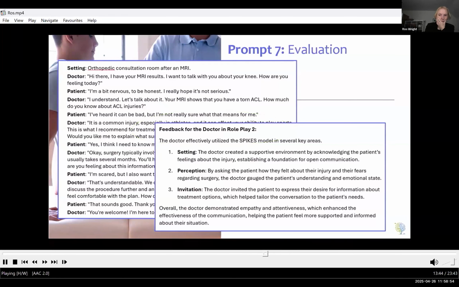I thought it was pretty good. It had picked up on the setting, it had picked up on the doctor's exploration of the patient's perception, and it had picked up on how he had invited the patient's thoughts about the type or amount of information that the patient wanted.